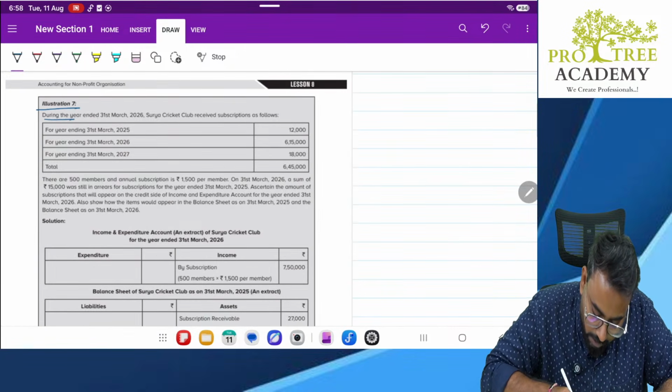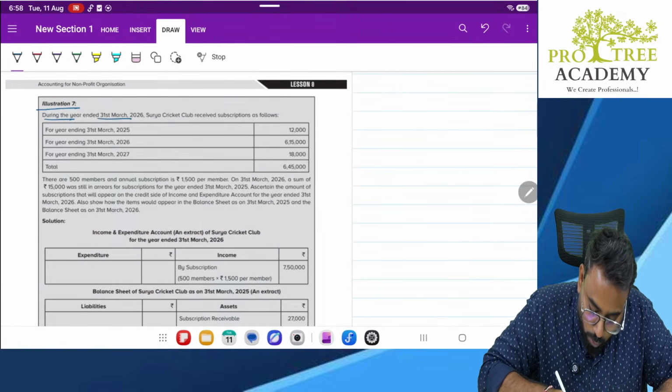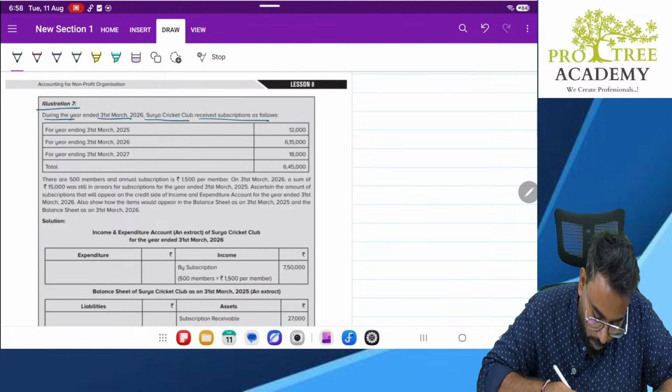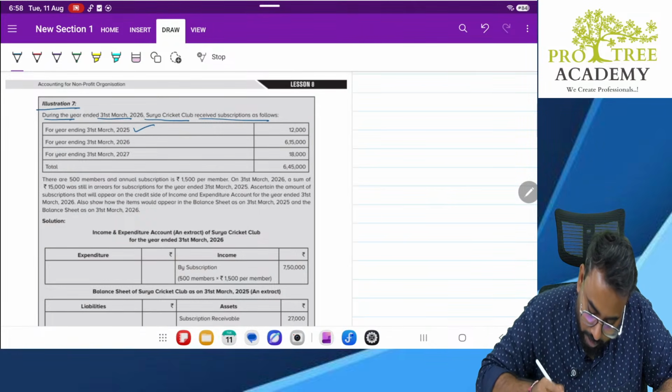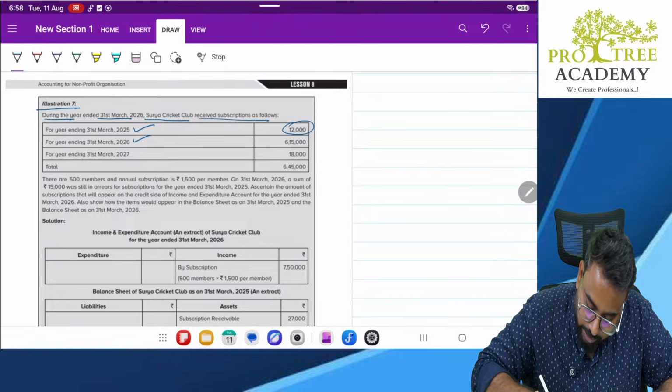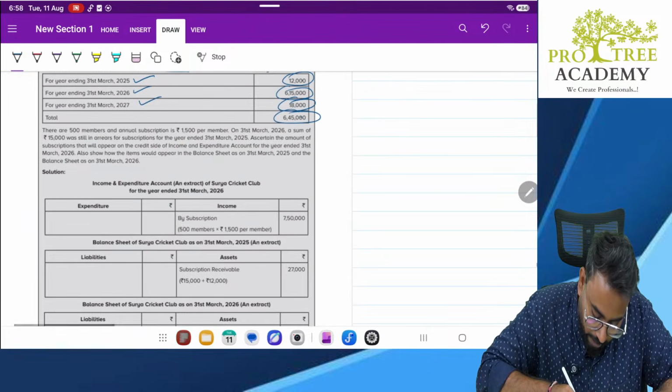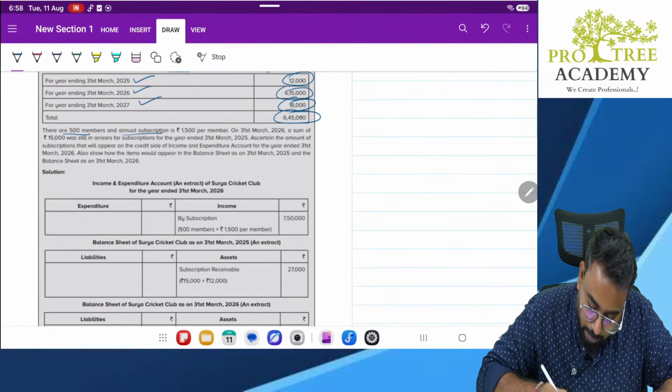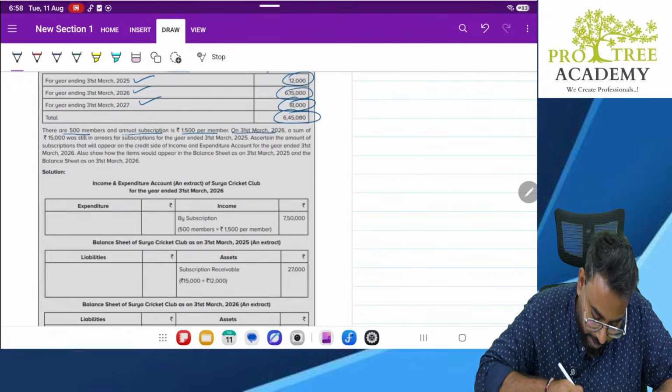During the year ended 31st March 2026, Surya Cricket Club received a subscription as follows. For the year ending 31st March 2025, it has received 12,000. For the year ending 31st March 2026, 6,15,000. For the year ending 2027, 18,000. So total it has received 6,45,000. There are 500 members, annual subscription 1,500 per member. On 31st March 2026, a sum of 15,000 was still in arrears for subscription.